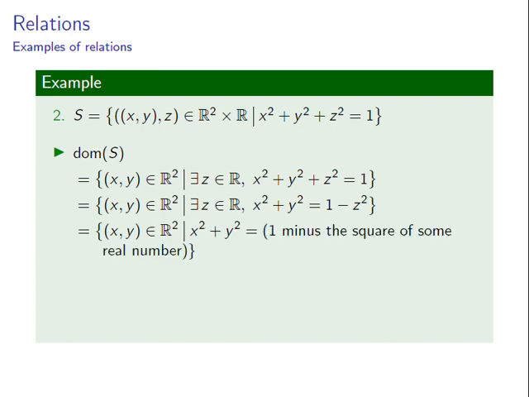That is, the domain is the set of all ordered pairs (x, y) of real numbers such that x squared plus y squared equals 1 minus the square of some real number.